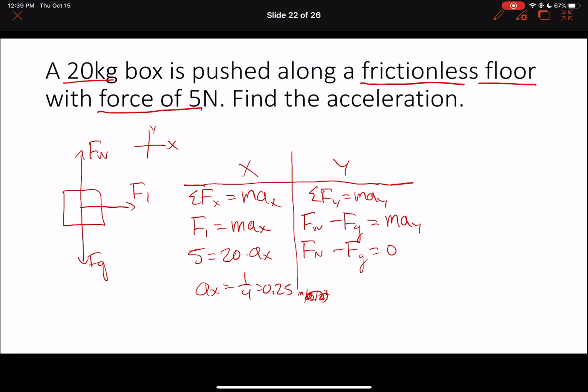Whoops, I wrote that weird. Meter per second squared. That's our unit. And so if we have AX equals 0.25 meters per second squared, and then we said that because it's 0, AY equals 0, that means we only have acceleration in the x direction, so we only really need to talk about it. That means this is our acceleration.